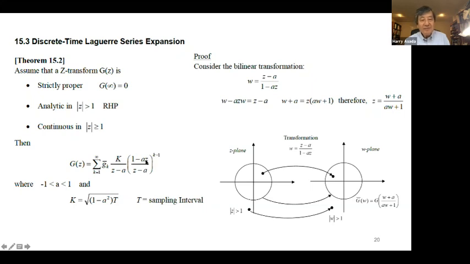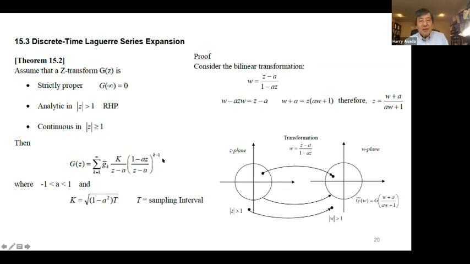And this one comes from the bilinear transformation used for this expansion, and 1/(z - a). The others are just parameters. A must be picked from the range -1 to 1. Also, this constant k equals the square root of 1 minus a squared times T, where T is the time sampling interval, or delta t, another notation we've been using.